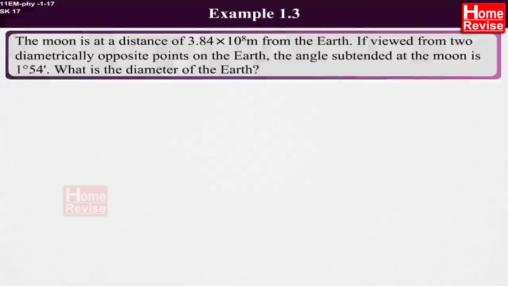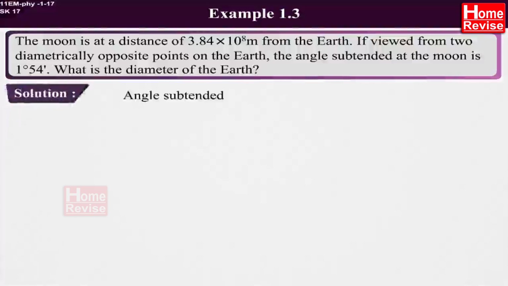Example 1.3. The moon is at a distance of 3.84 multiplied by 10 raised to 8 meters from the earth. If viewed from two diametrically opposite points on the earth, the angle subtended at the moon is 1 degree 54 minutes. What is the diameter of the earth?